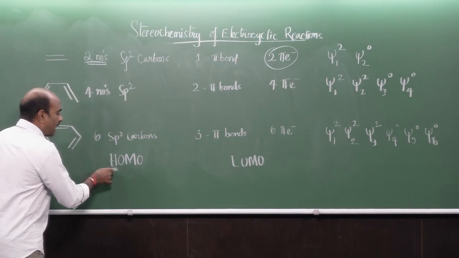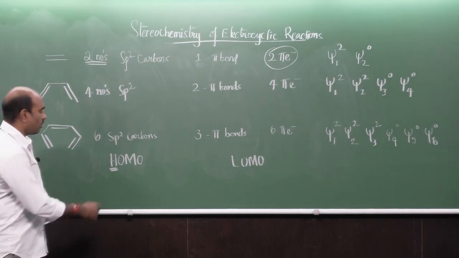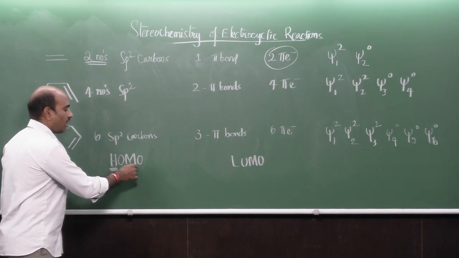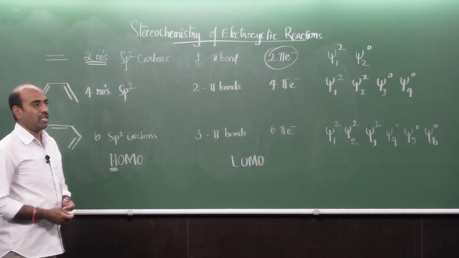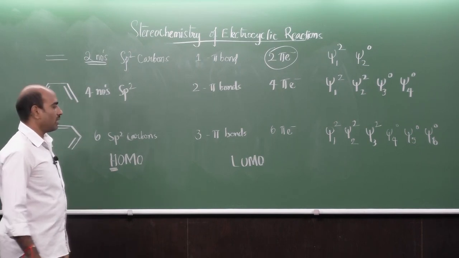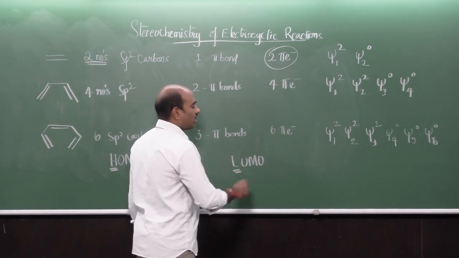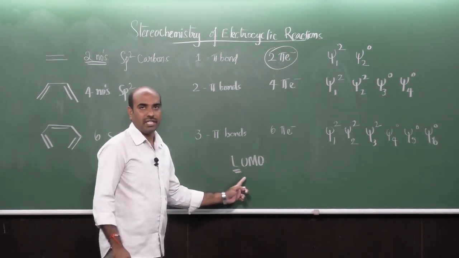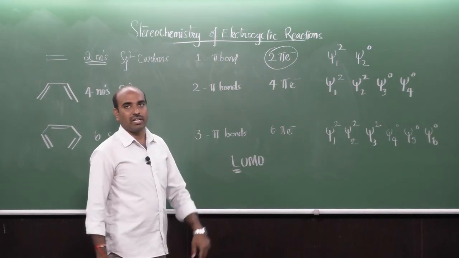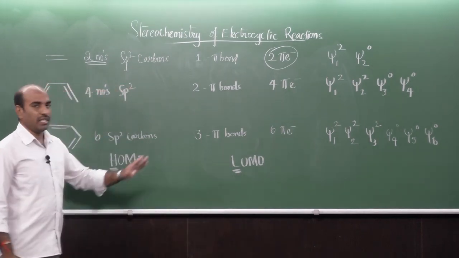So, highest occupied molecular orbital, right? What is HOMO? HOMO means highest occupied molecular orbital. LUMO means lowest unoccupied molecular orbital, or low energy unoccupied molecular orbital, right? HOMO and LUMO. So, this is the difference.